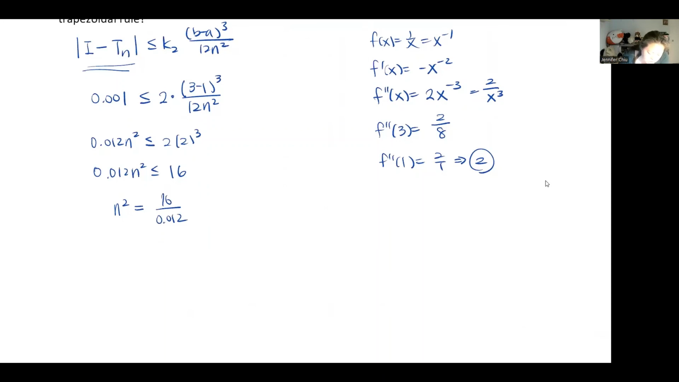I'm just going to go ahead and check my answer. So I'm going to take the square root of 16 divided by 0.012, and that will give me 36.5148. And you need to round up, because if you're under, you're not going to get enough rectangles to get what you want. So you always have to round up. Even if my answer is 36.01, you round up and get the next whole number, which is 37 rectangles. So 37 rectangles using the trapezoidal rule will give me enough accuracy so that it's within 0.1% of the actual integral, the actual area under the curve. So kind of amazing.